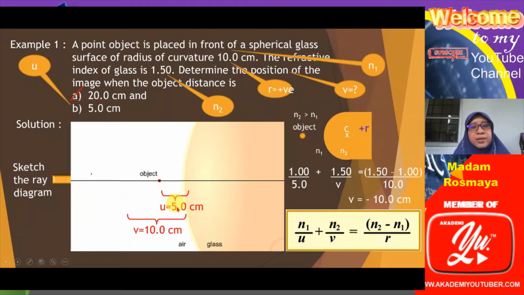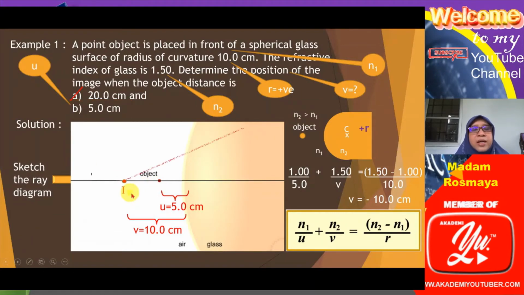If you sketch the ray diagram, the position must be logical. If U is 5 cm, then 10 cm must be larger than 5, about double the distance of U. So your drawing must be logical. The image must lie somewhere here, negative, so it must lie on the same side as the object.